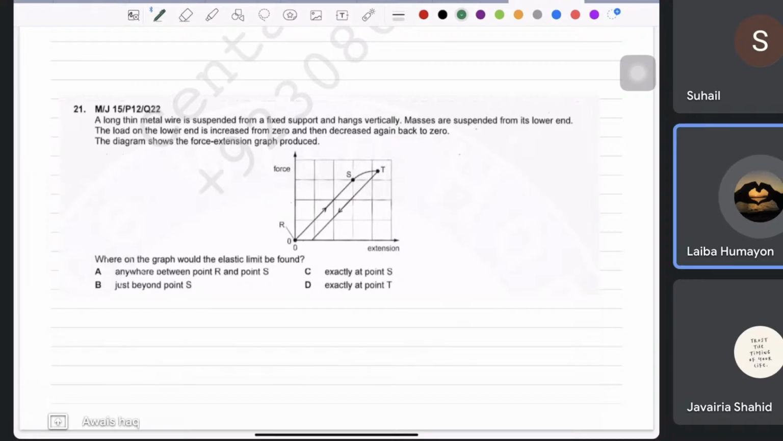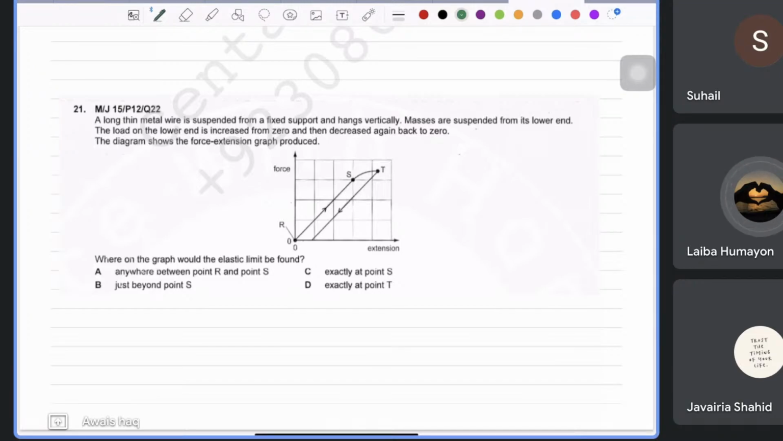Anywhere before S? Anywhere between R and N. Yeah, so just beyond point S. Just beyond point S. Yes, that is correct.